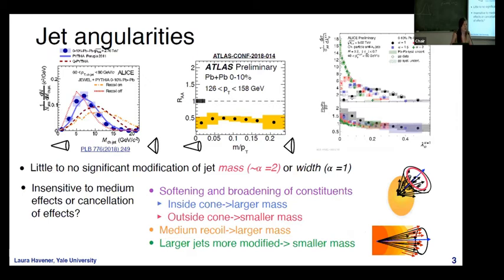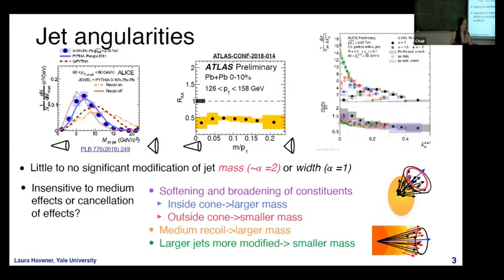We can also look at these jet angularity type variables. I also won't go into too many details here, but ALICE and ATLAS have both made measurements of the jet mass, and recently ALICE has made some measurements of the generalized jet angularities. The moral of the story here is that in these measurements, we really see little to no significant modification in these variables. At first glance, you think, oh, are they insensitive to these medium effects?